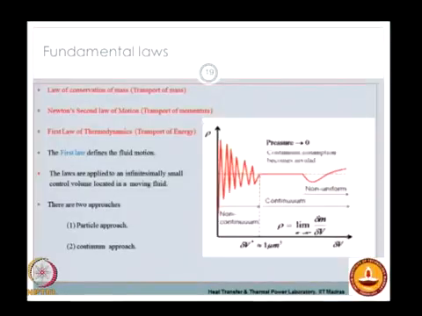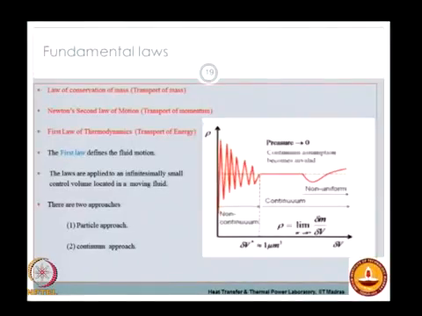So all these laws will be applied to an infinitesimally small control volume located in a moving fluid. When we define a control volume, there are different approaches to solving these governing equations, either treating the fluid as particles individually and tracking each of them, writing Newton's second law for the motion and the energy of the particles, or the other approach, called the continuum approach, which we will follow in this lecture.